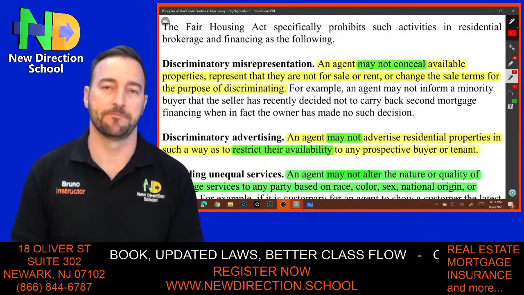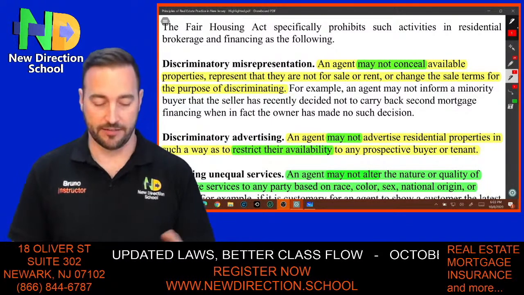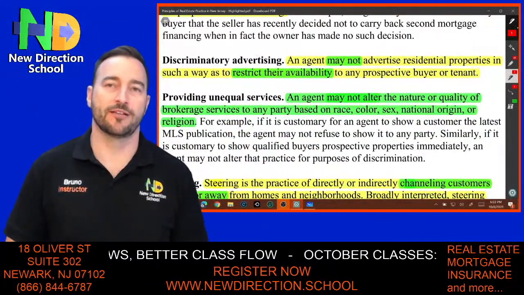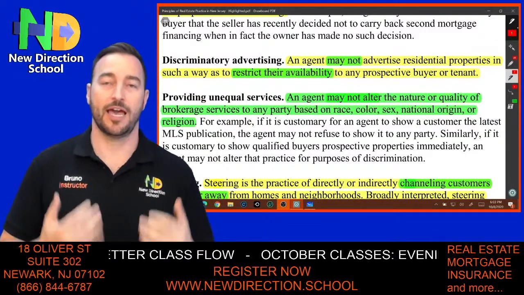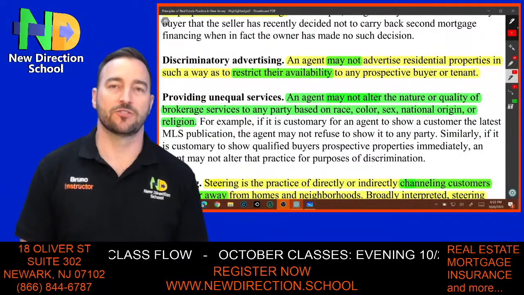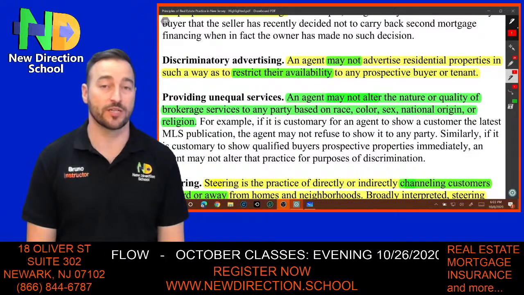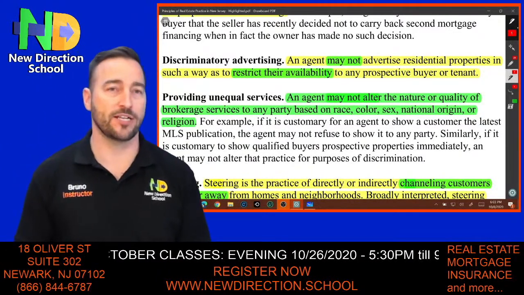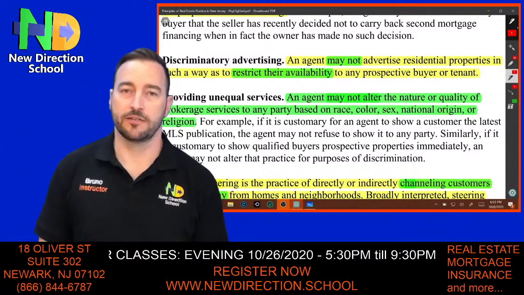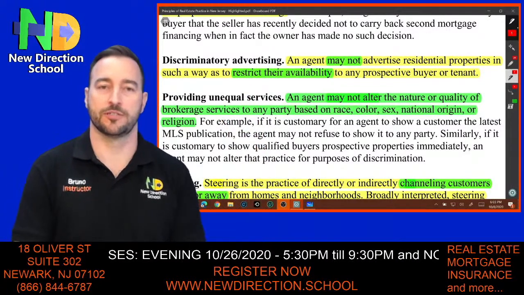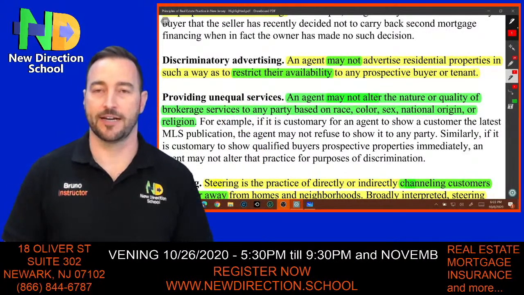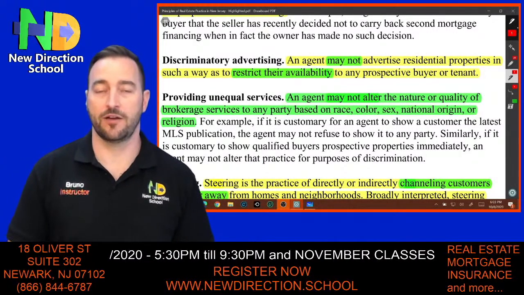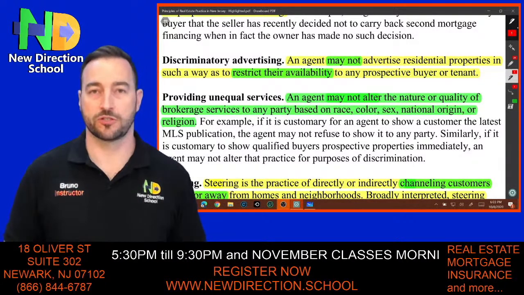So that's illegal discrimination: concealing or altering terms of a contract, or hiding the contract altogether. Next, discriminatory advertising. We agents may not advertise residential properties in such a way as to restrict their availability to any prospective buyer or tenant. So I cannot put an advertisement and say, hey, whites only, or Indians only, or only Christians. Cannot do anything to that effect. Our advertisement has to be broad and open for anybody that wants to buy or rent. You got it? So no discrimination.